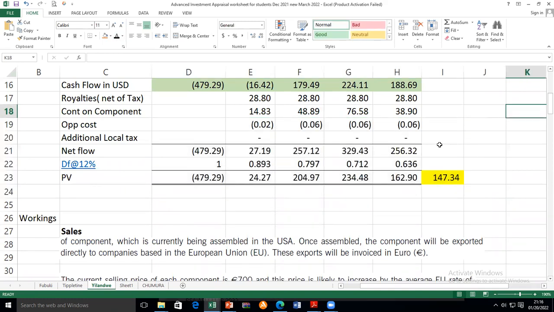So this is what has come up here. Additional local tax, no, there was nothing. Discount at 12% to end up with a figure of 147.